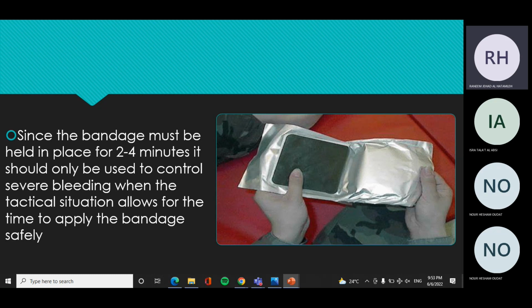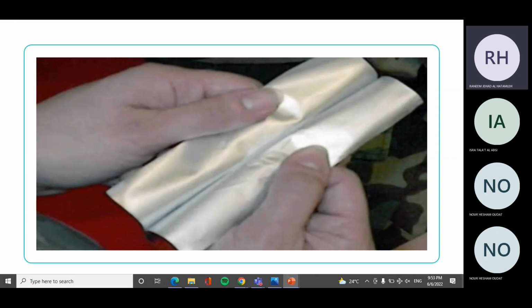The bandage must be held in place for 2 to 4 minutes. It should only be used to control severe bleeding, when the tactical situation allows time to apply the bandage properly. The hemostatic bandage may be cut to better fit an individual wound.